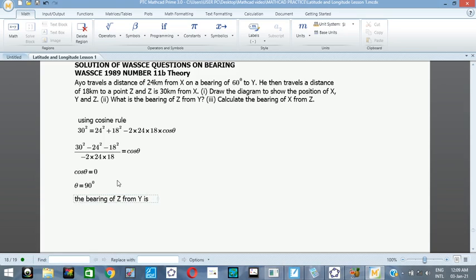Okay, let me use math mode. It's going to be 180 minus 30 degrees, and that is going to be equals to what? That's equals to 150 degrees. So that is the first part. That is the answer for number 2. I'll put it in brackets. So the bearing of Z from Y is 150 degrees.